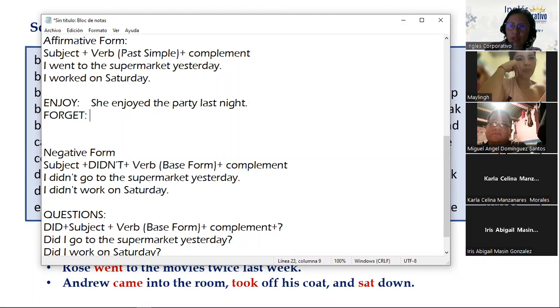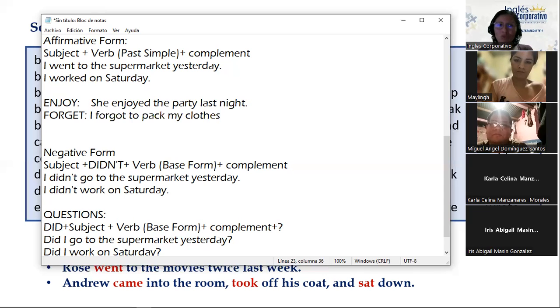Now, what about with the verb forget, right? So I can say something like, I forgot to pack my clothes. Empacar. Olvidé empacar la ropa, right? And today we have a trip, hoy es el viaje, and I forgot to pack my clothes, right? So I'm in trouble, estoy en problemas, right?